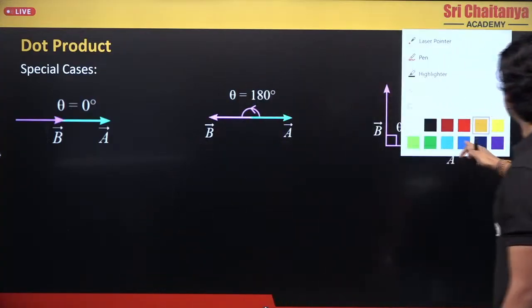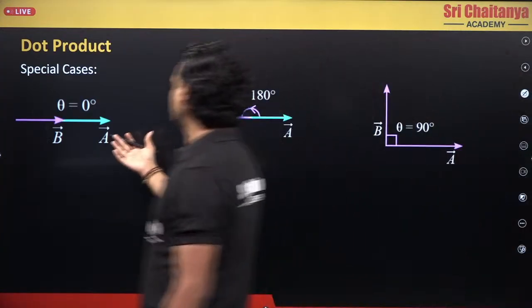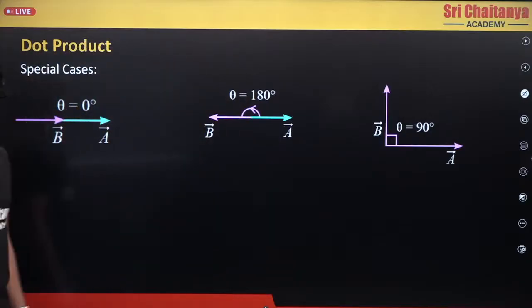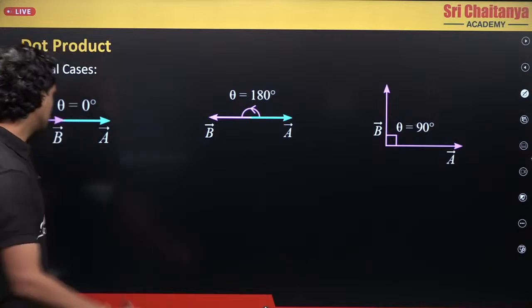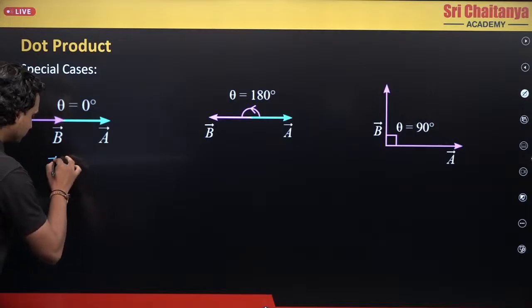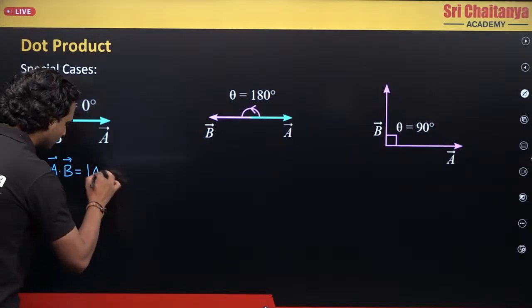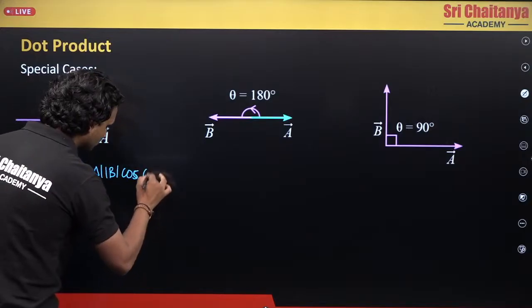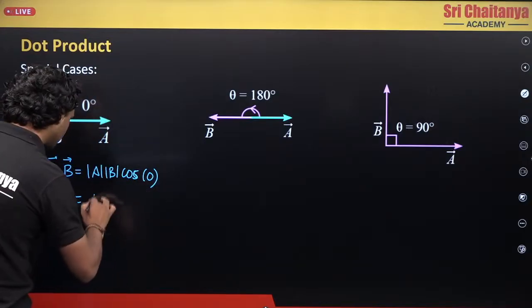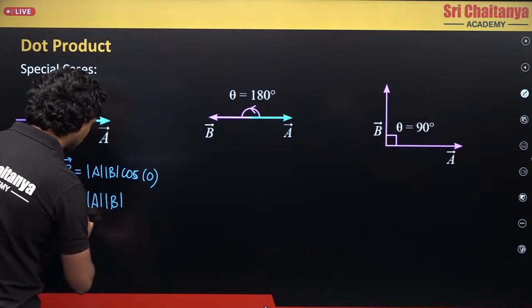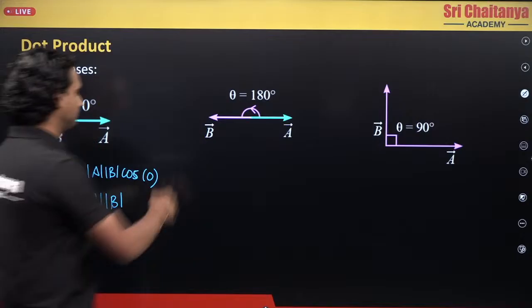So now let's talk about special cases. What are the special cases? If I have two vectors A and B, let's suppose this is the first case in which vector A and vector B have angle 0 between them. Then I can say that A dot B is equal to mod A mod B into cos 0. So this will become mod A mod B, and cos 0 is 1. This is my final answer.